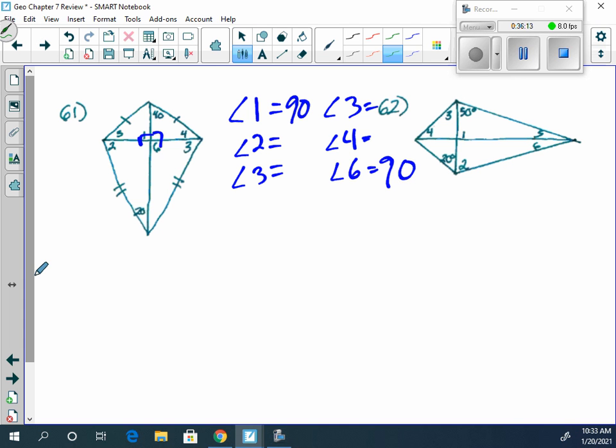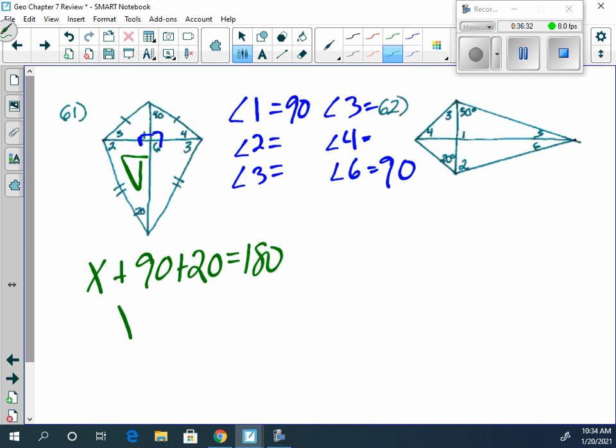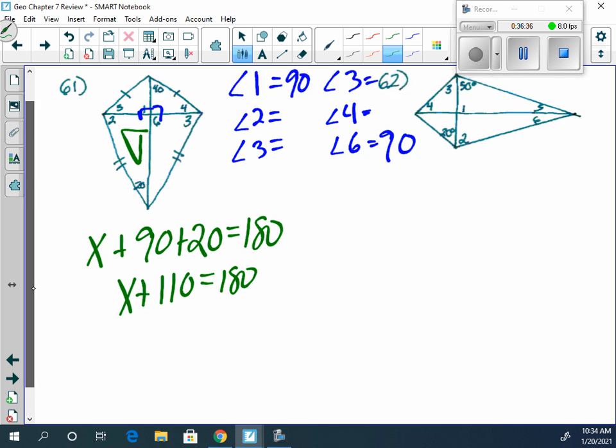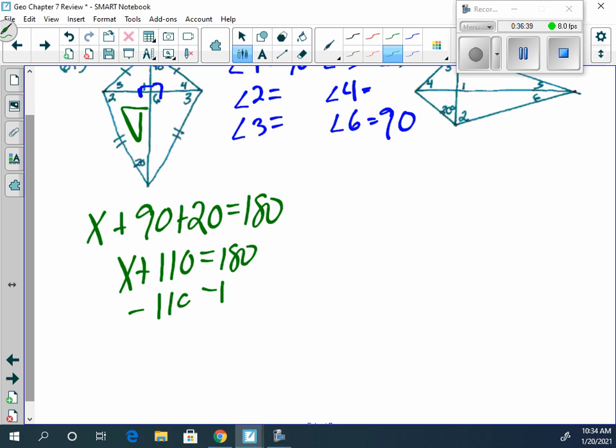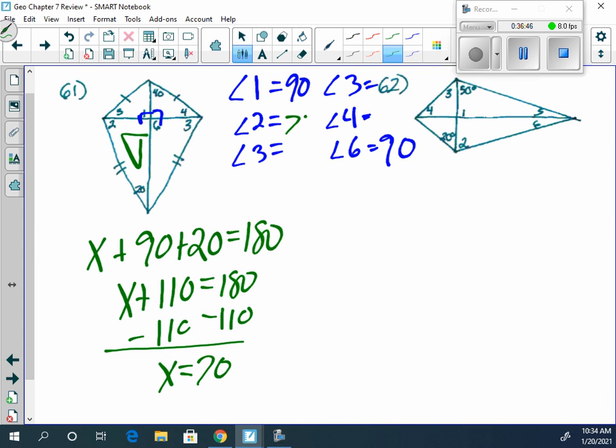Well, we can go after angle 2 next, because these 3 angles, angle 2, which I'll call x, plus 90 plus 20, all equal what? 180. They add together to be 180 degrees. It makes a triangle, yes? Well, 90 plus 20 is 110. At this point here, we can subtract 110 from both sides. And we get x is equal to 70. Angle 2 is 70 degrees.